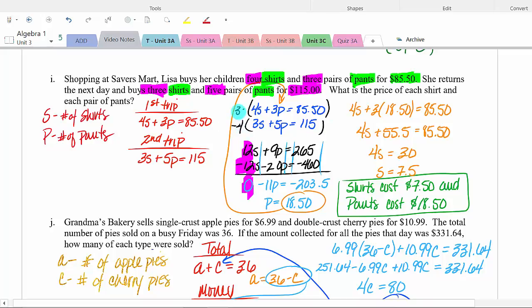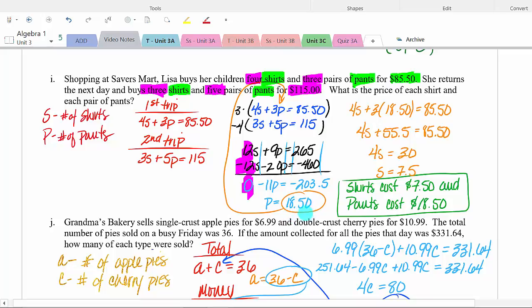But don't forget, we had to multiply 3 times 3p, 9p, 3 times 85.50, which is 256. And on the bottom, negative 4 had to be multiplied by 5p, so negative 20p, and negative 4 had to be multiplied by 115, or negative 460. So combining the remainder of those two, 9p and negative 20p gives me negative 11p. And 256 minus 460 is negative 203. And when we divide those numbers, we find out that a pair of pants costs $18.50.